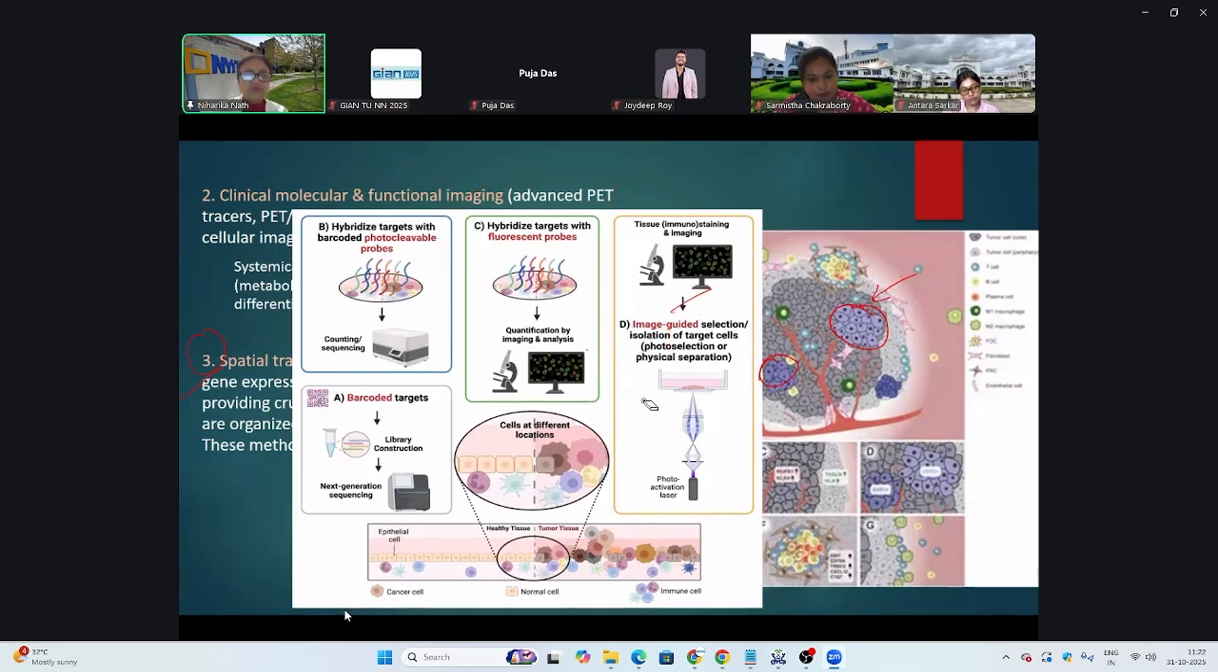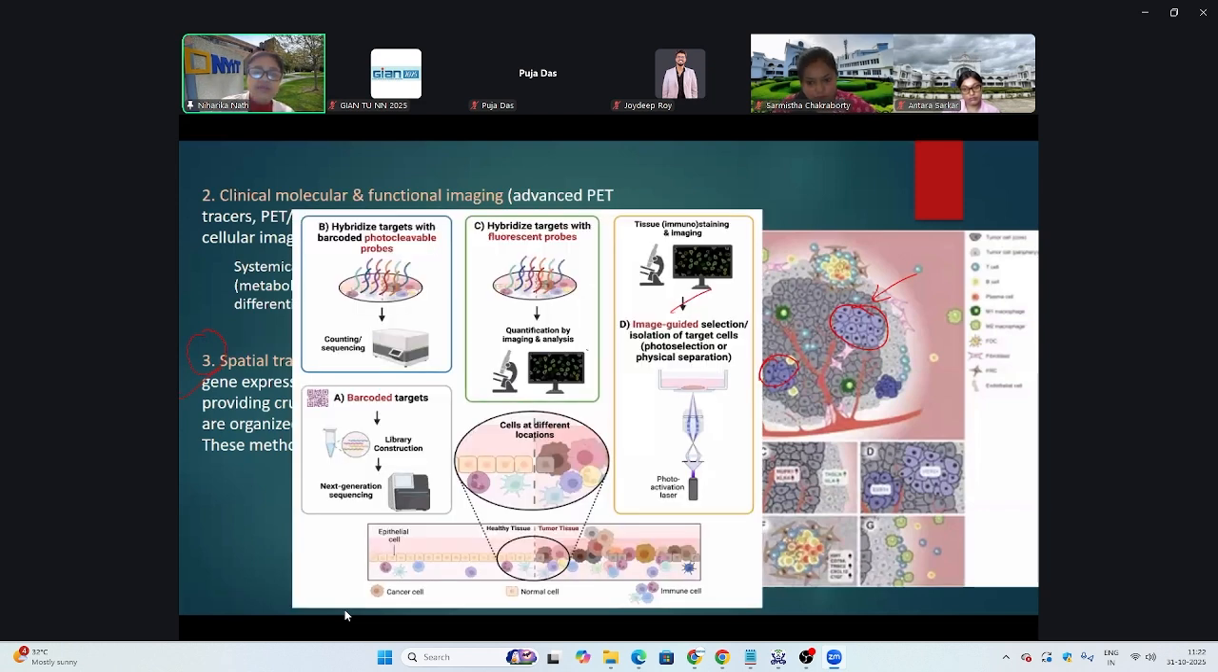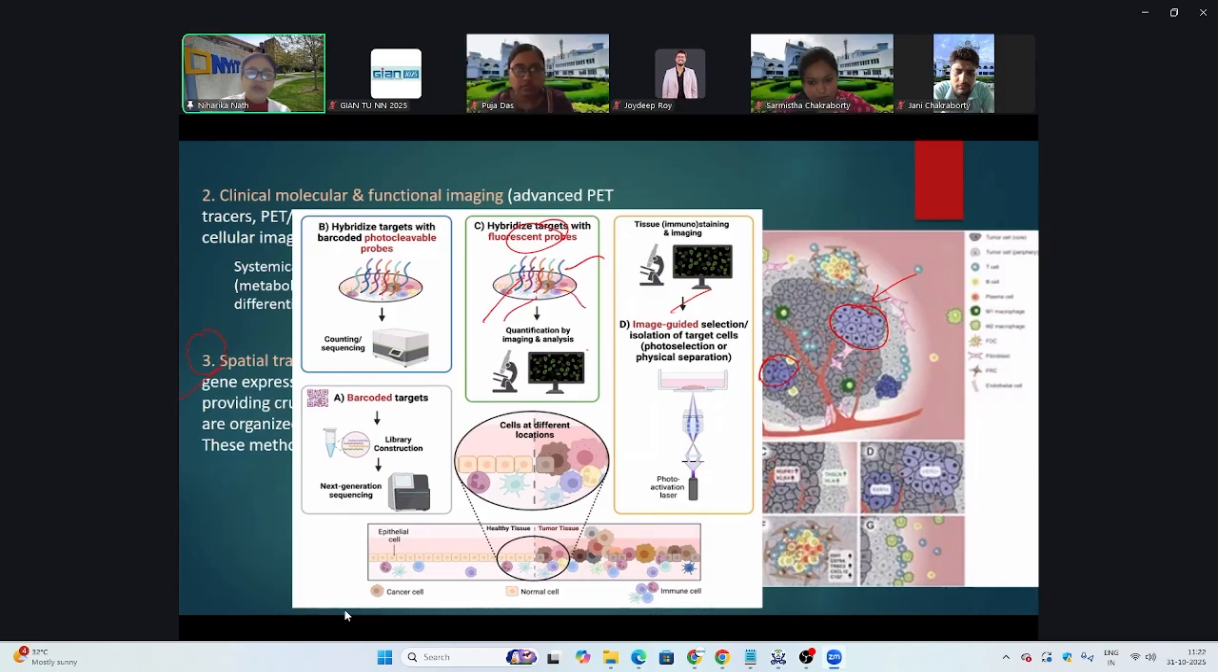Spatial trans, oh God, I can't pronounce, spatial transcriptomics and RNA mapping. So the whole thing is just using all these different fluorescent probes to determine the different types of RNA that are in there. But then in the end, you're just creating this whole image. So it's all image guided, and you get some kind of a look from it.